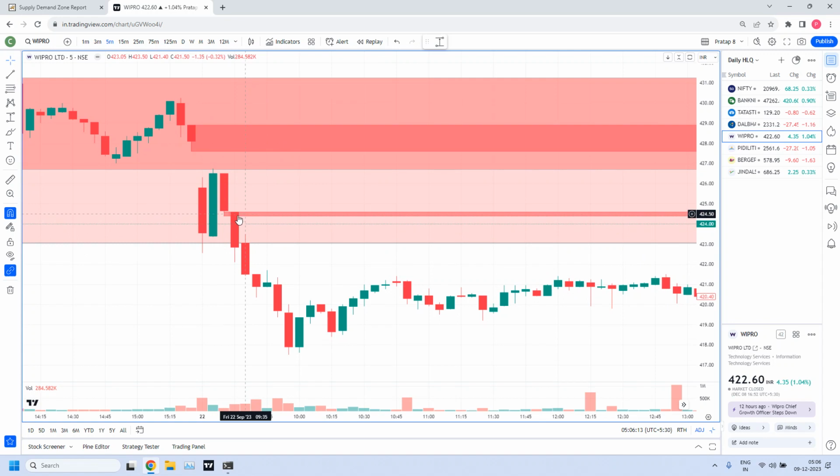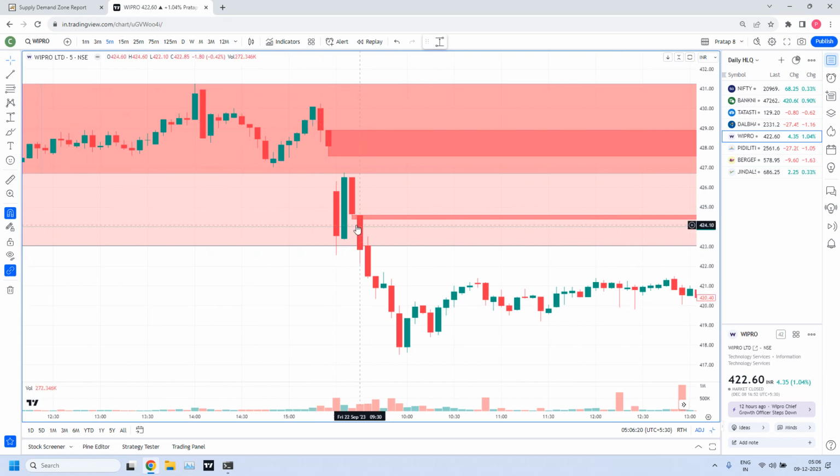Here there is no dependency on the number of base candles in this zone. No such kind of dependency here. Their goal is that there is an order flow. If you draw a zone, there is an order flow.